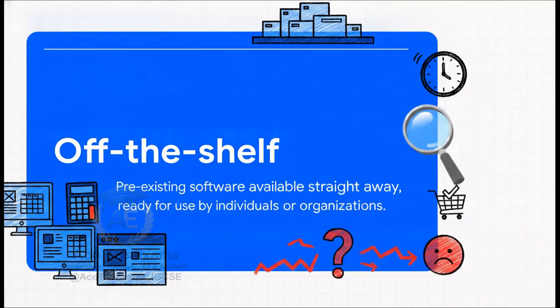Now that we have our framework, we need raw material to feed into it. We're pulling directly from our source material on software types. First things first, let's get the definition locked in. Off-the-shelf software is pre-existing software that is available straight away and ready for use by individuals or organizations. Think of your standard word processors or web design packages. It already exists. But, as we'll see, that convenience comes with some pretty major compromises.